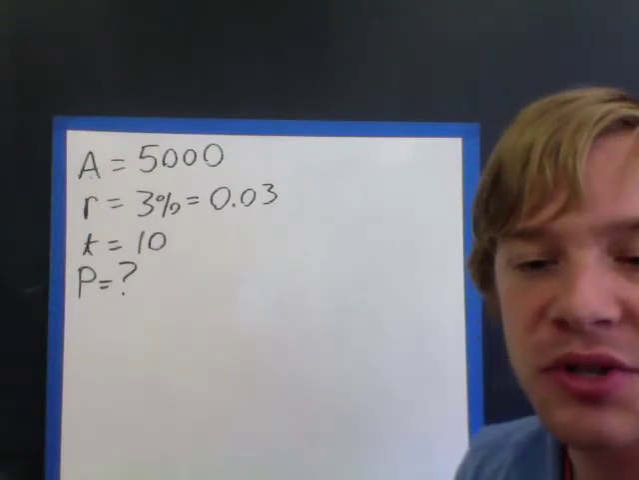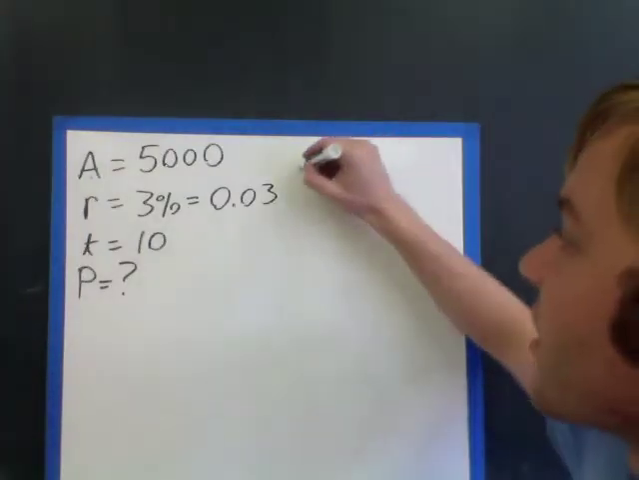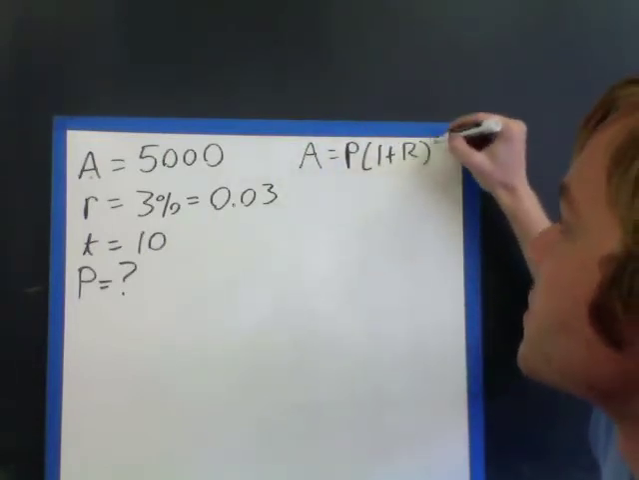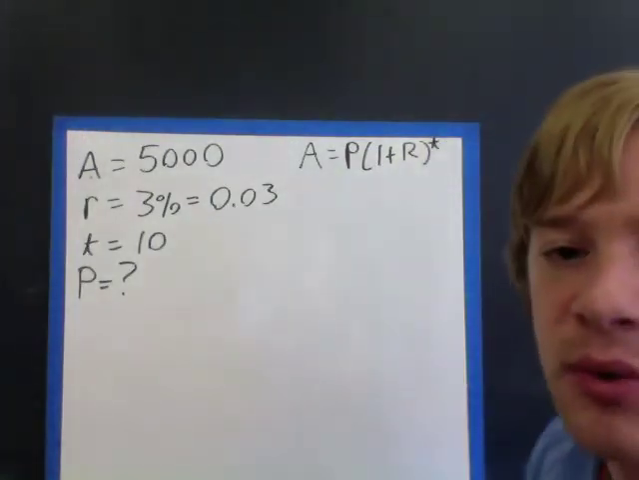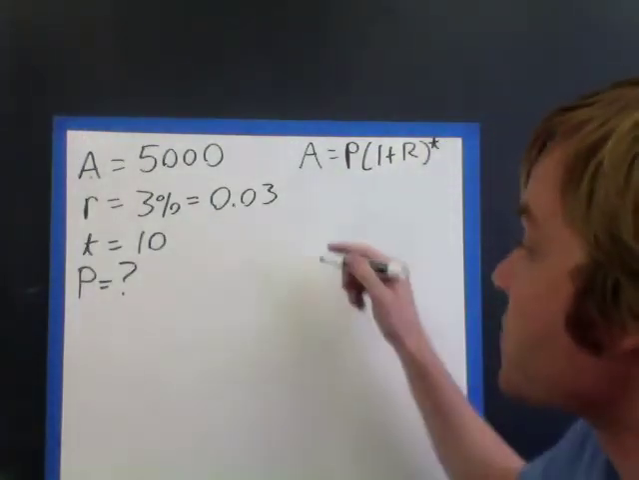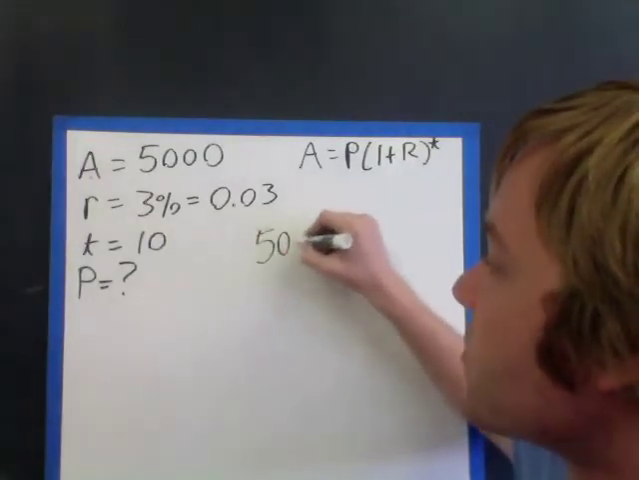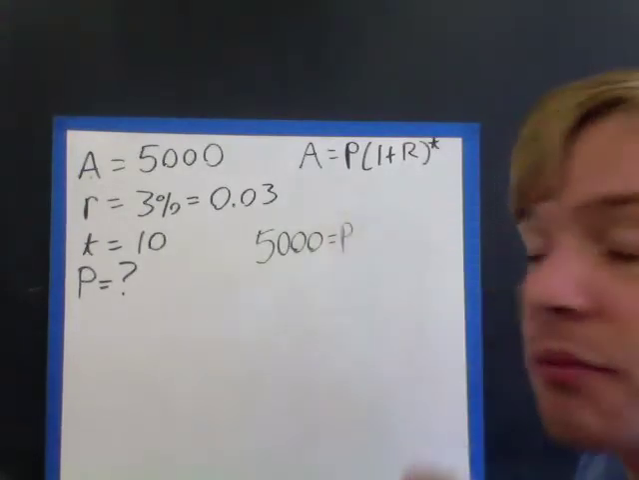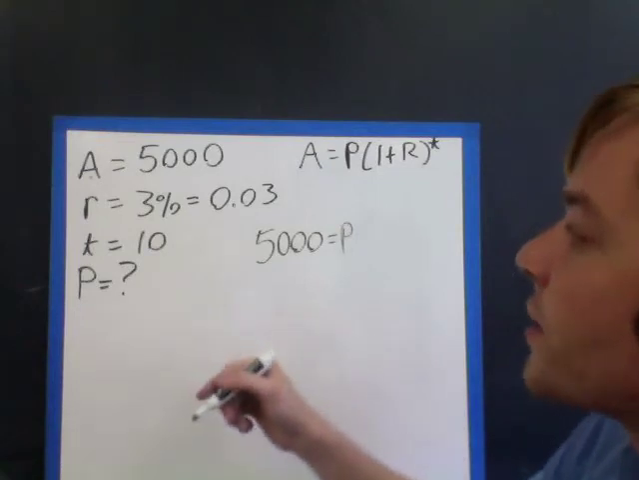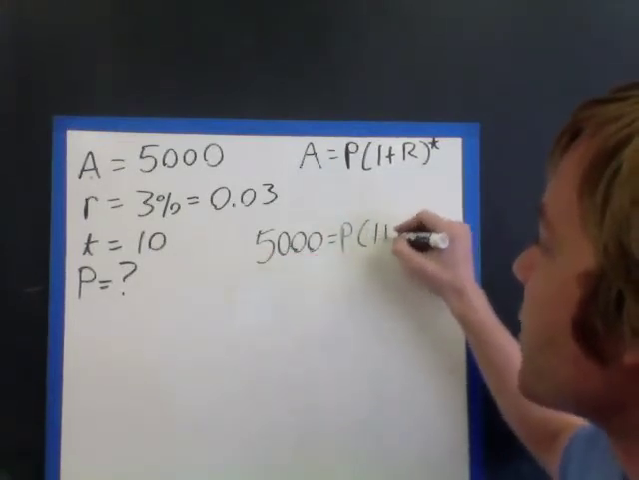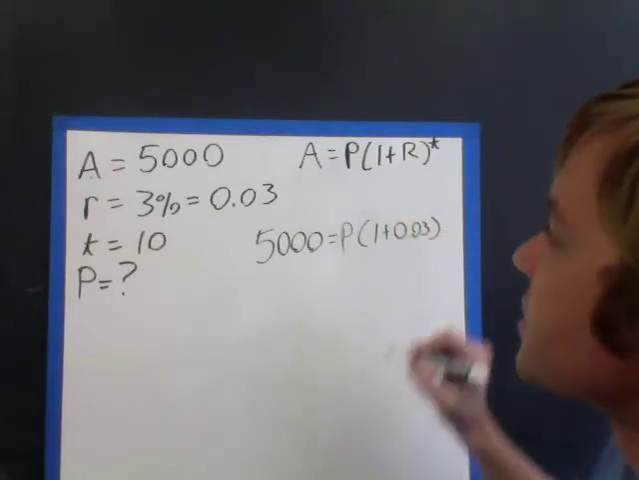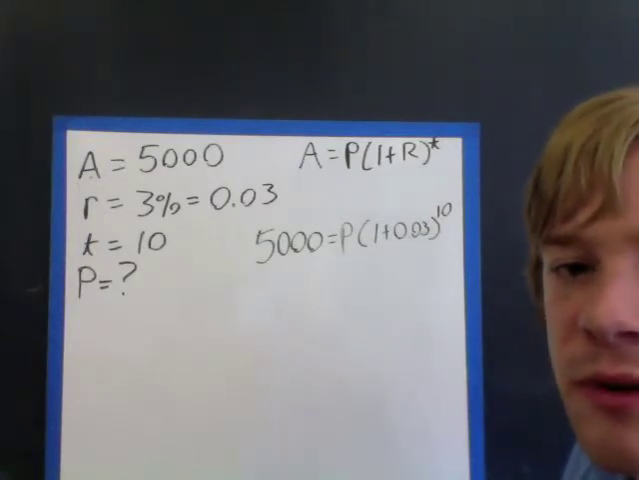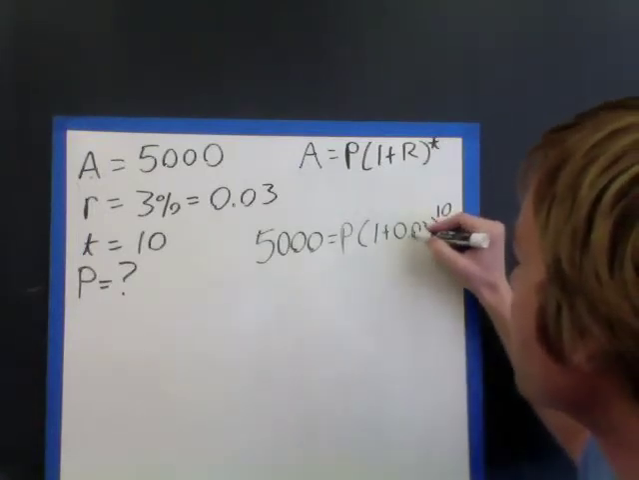So we need to use our same formula as before, where we have A equals P(1 plus R) to the T. And we're going to plug in everything we know. We know that A is 5,000. We don't know what P is, so let's leave that just as P. That's a variable that we're trying to find. We have 1 plus R, so I have 1 plus 0.03. And then lastly, I have 10 for T. So this is what my formula looks like once I have plugged in all of my numbers that I know.